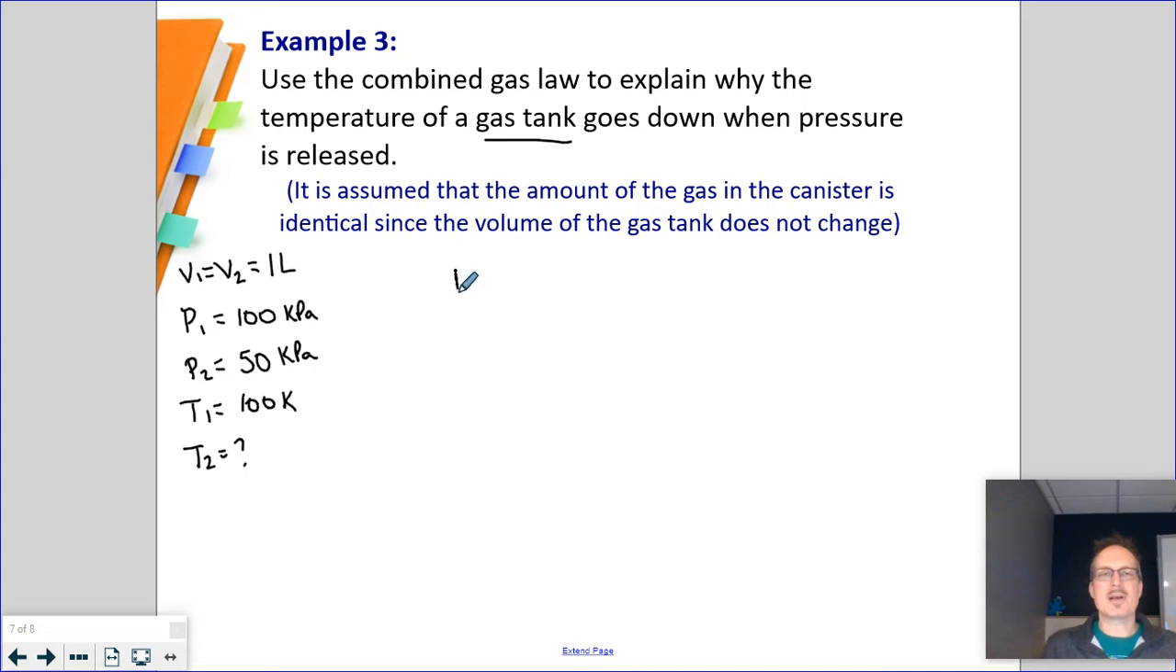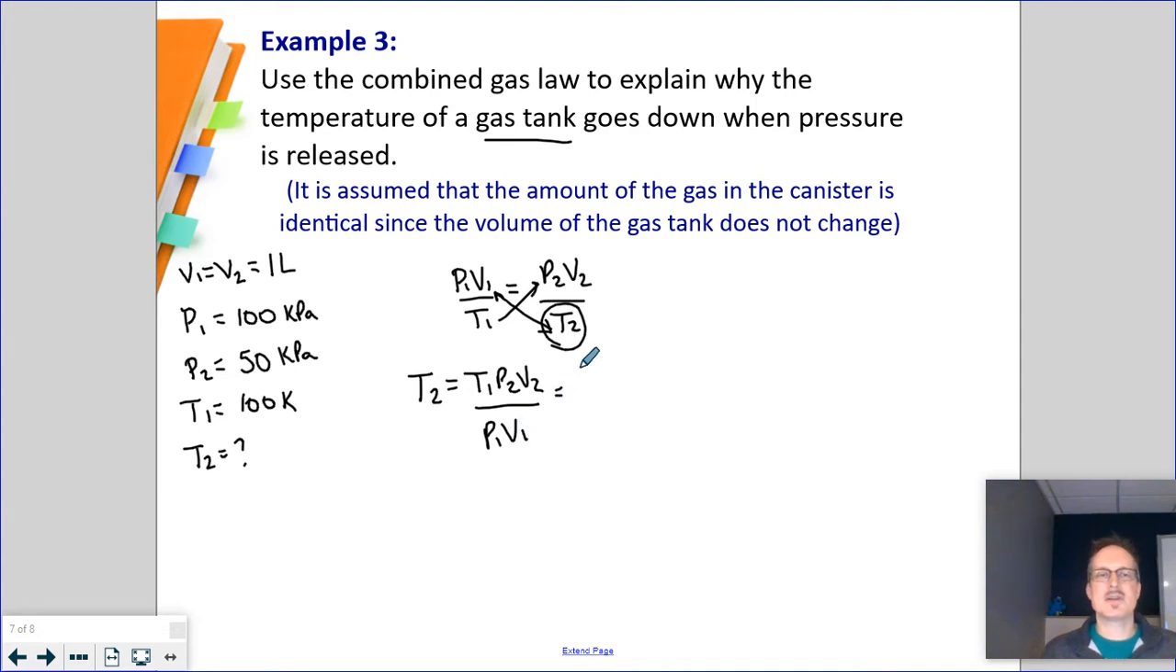So we have our formula, P1 V1 over T1 equals P2 V2 over T2. Again, we're trying to solve for temperature, so we're going to move it up to the other side, which means these guys are going to exchange places, and we'll have to move T1 up. So our formula is going to be T2 equals T1 P2 V2 over P1 V1. So let's substitute in our numbers.